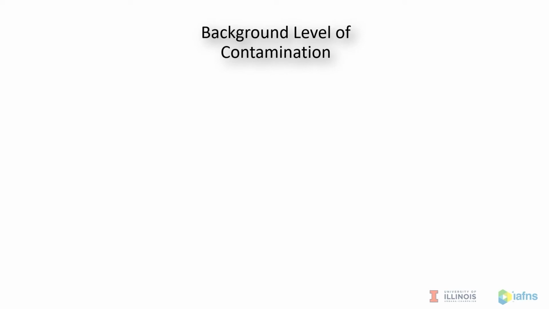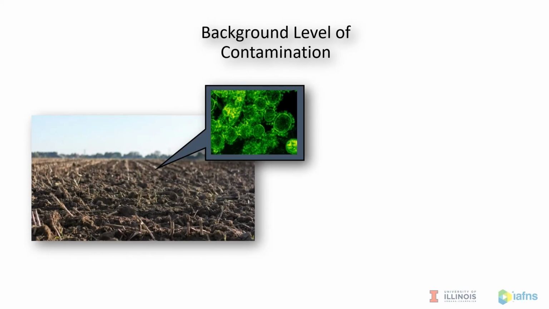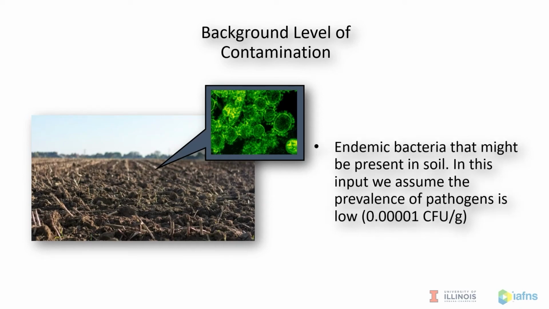The background level of contamination refers to endemic bacteria that might be present in soil. In this input, we assume the prevalence of pathogens is close to zero. However, if you previously applied manure or if your field is close to cattle ranching fields or surface water, the likelihood of having detectable levels of bacteria would increase. The user can adjust this level to reflect those scenarios.